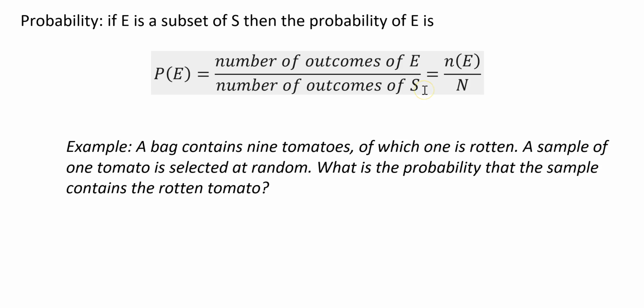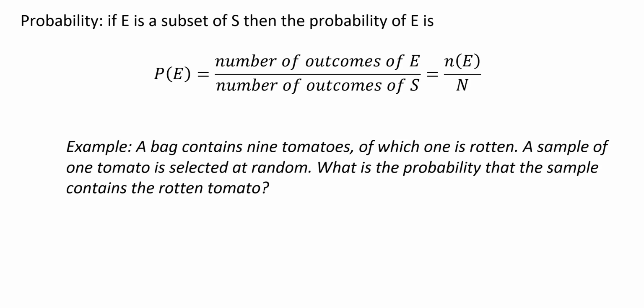A short version of this is the number of elements of E, or outcomes, divided by N, with N representing the total number of outcomes possible, while E is just the outcomes that meet that criteria of E. So let's take a look at a simple example.